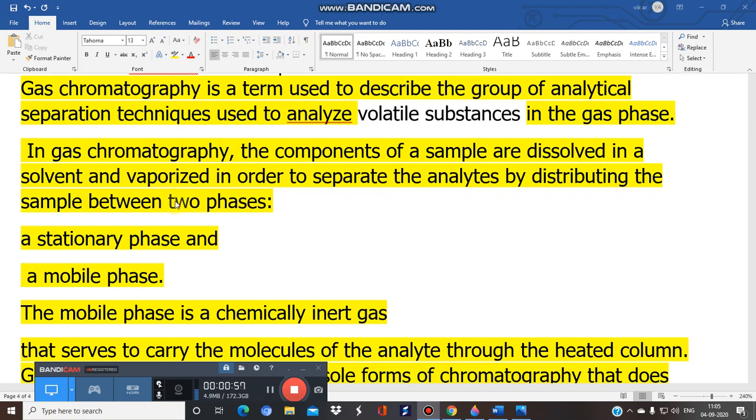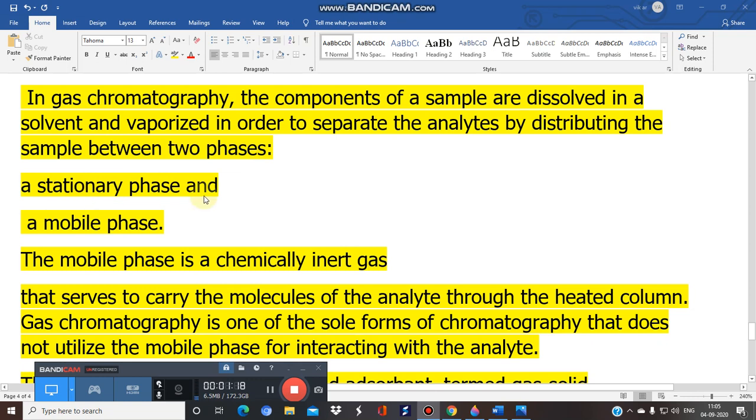So the first thing that is important in gas chromatography is that we have to vaporize our sample. We have to convert our sample into the form of vapors, and for this we use different types of instruments.